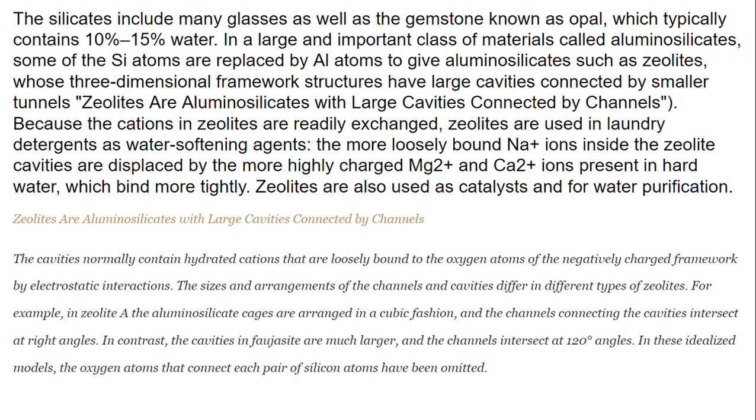So these are the various forms of silicates, and we will continue it in the next part of this topic.